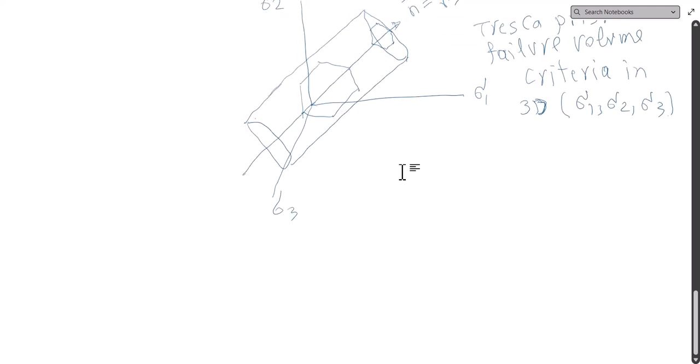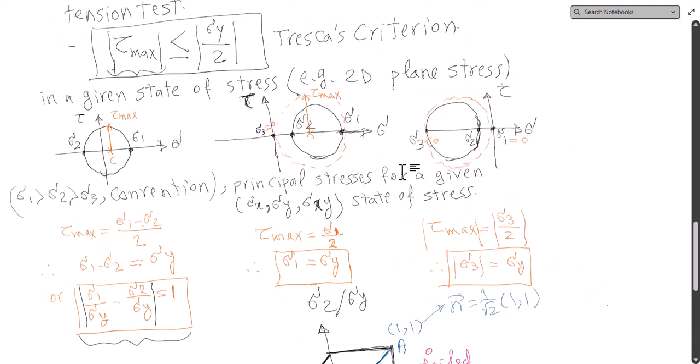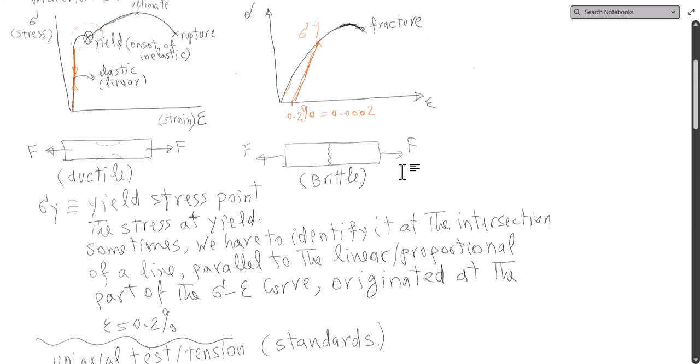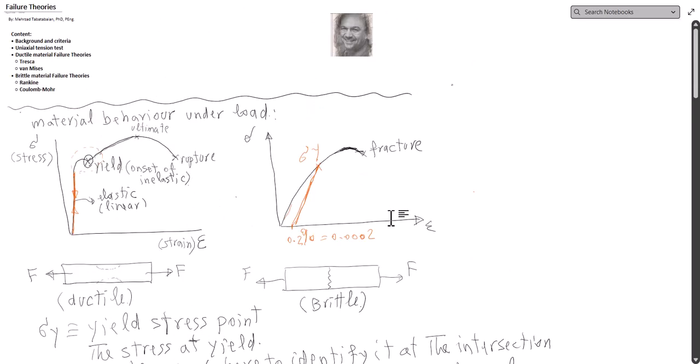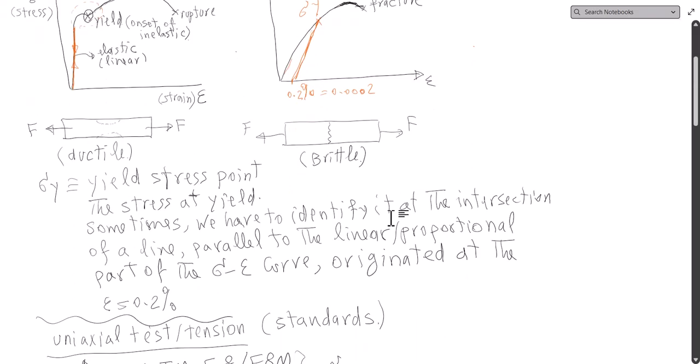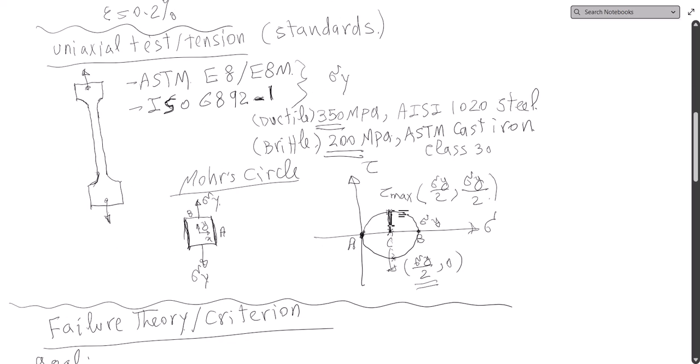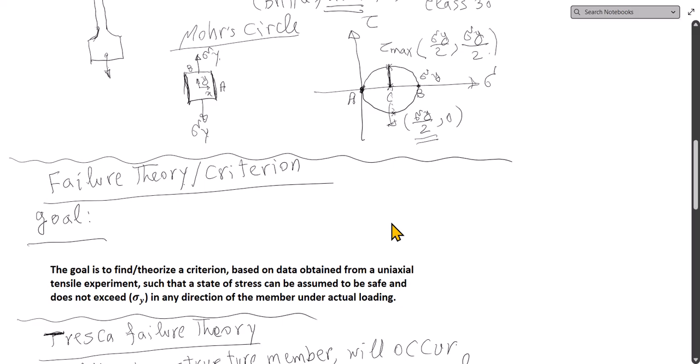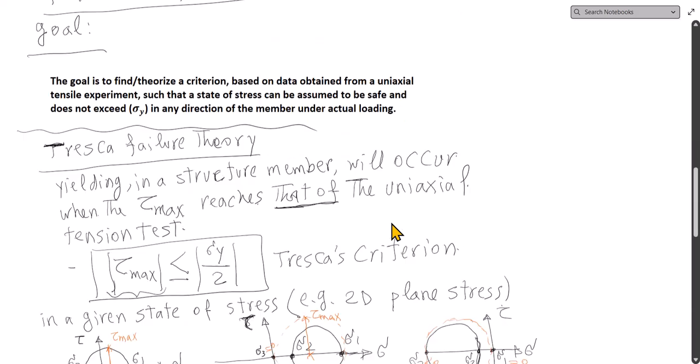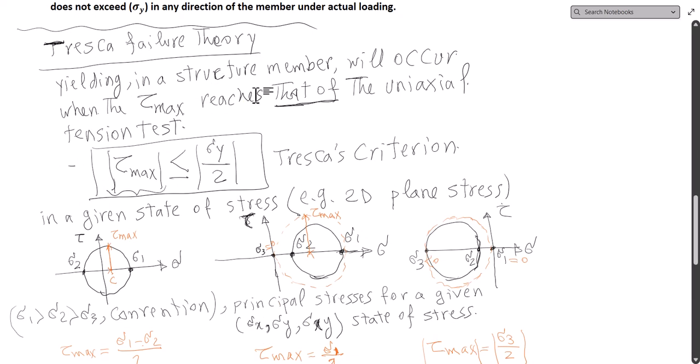In this video, which is part 2 of the series on failure theories, I would like to talk about another theory which is called von Mises theory, following up on the Tresca failure theory that we discussed in the previous video.